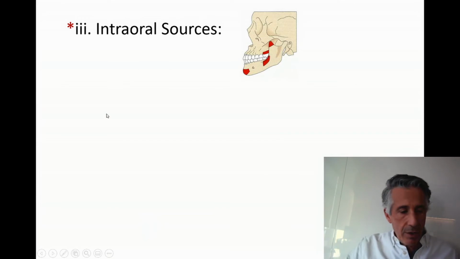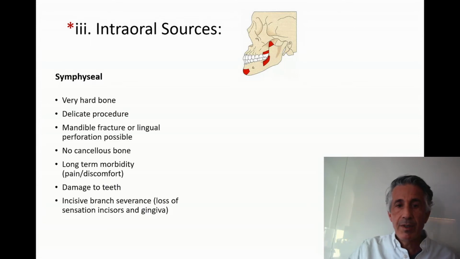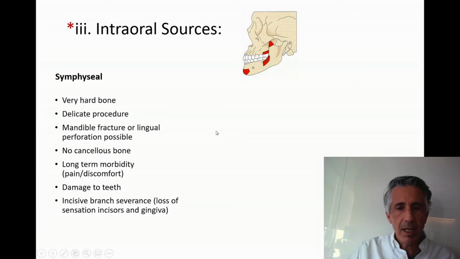Other sources of autogenous bone will be intraoral. Now these are most commonly done by our general dental colleagues, and our periodontal colleagues will use intraoral sources for small grafts, and they work very well, but you have to be careful. Either from the symphyseal region, but the problem with the symphysis is it's very hard. It's not an easy procedure, but in our hands as dentists we can do good delicate procedures, so you just have to be careful. But the mandible can fracture. If you poke through the lingual, you can get bleeding issues, so you have to be very careful.